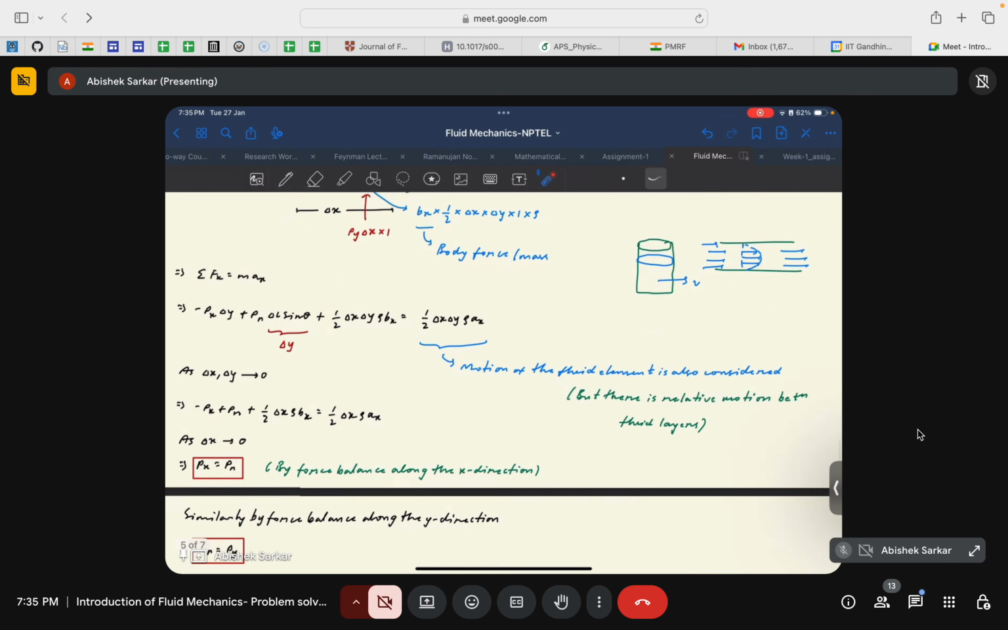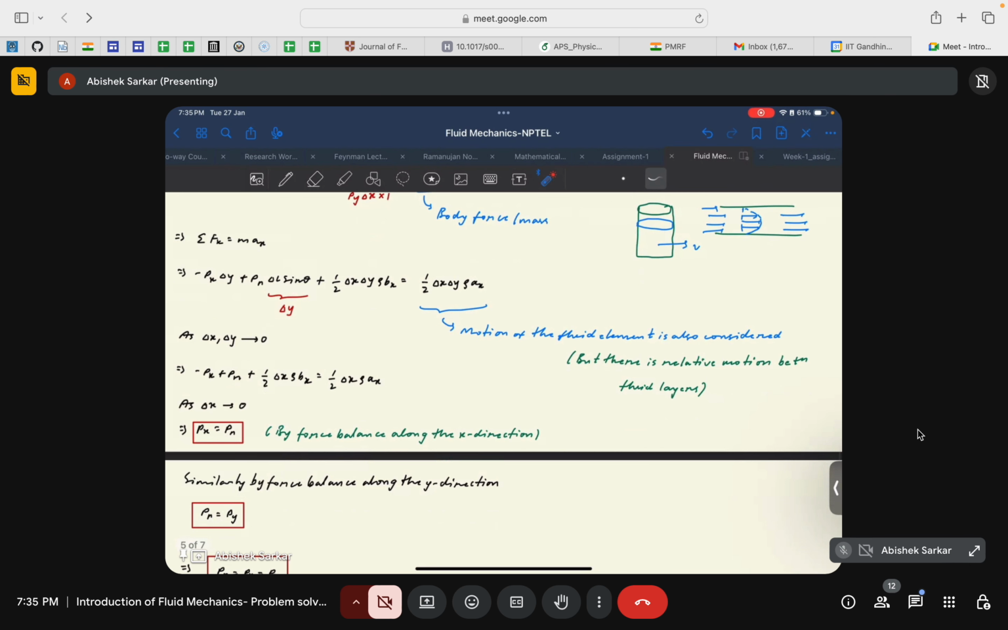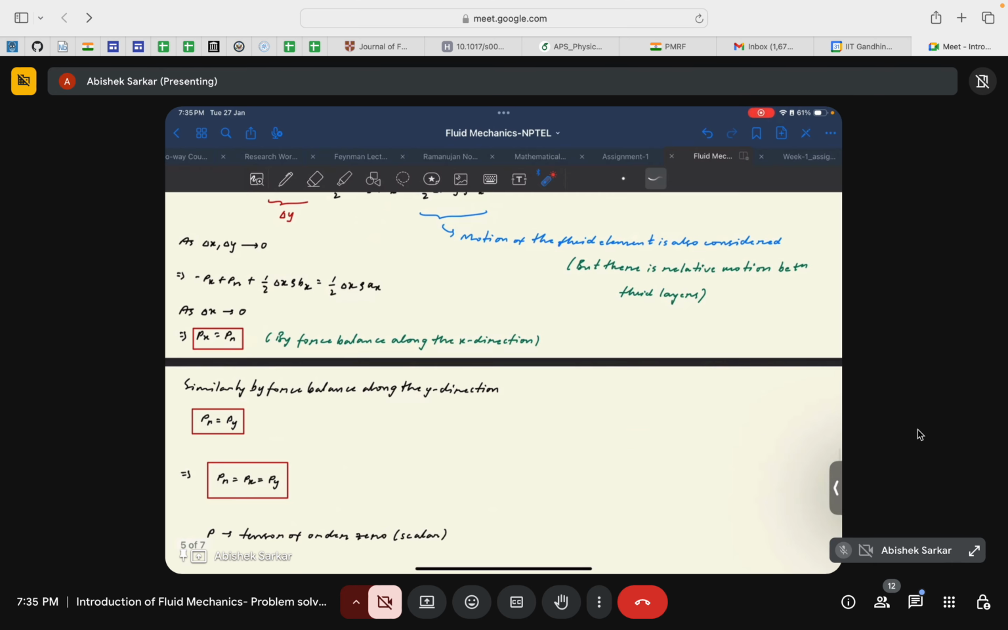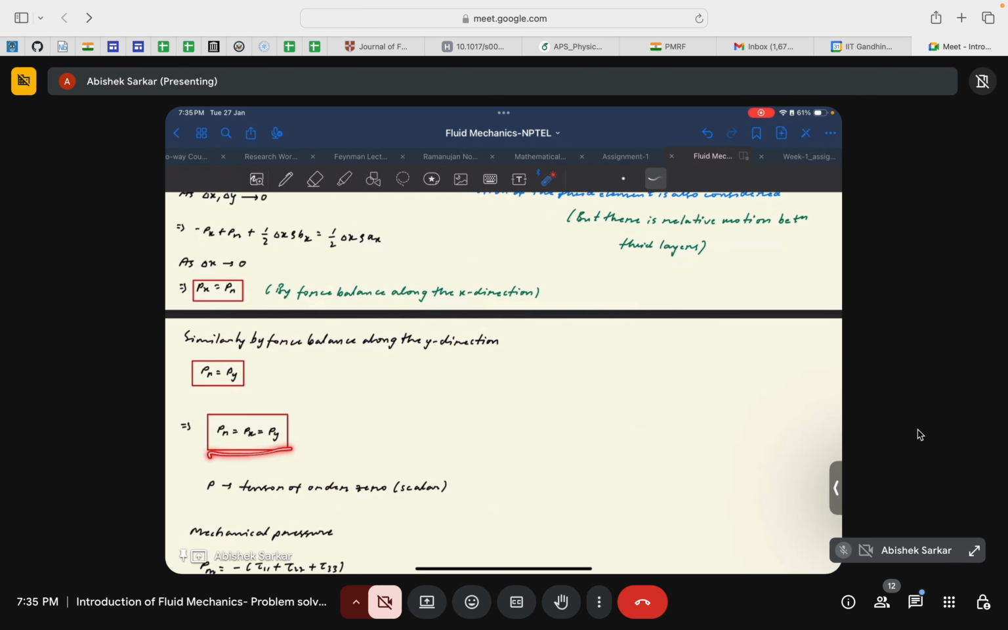Now again, if we consider the fluid element to be very, very small, like if we consider this delta x and delta y to approach 0, we will see that our expression will boil down to Px equal to Pn. This is what we get from the force balance along the x direction. Similarly, if we do the force balance along the y direction, we'll get Pn equal to Py. If you equate both of them, you'll get Pn equal to Px equal to Py. So basically it states that the pressure is transmitted equally along all directions in the case of fluid at rest as well as fluid undergoing rigid body motion.